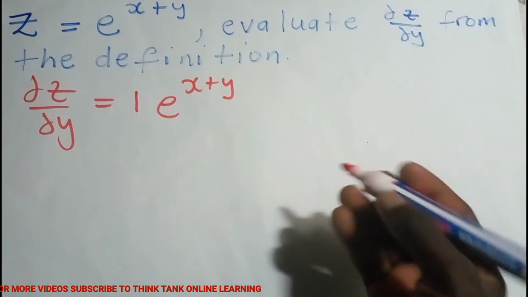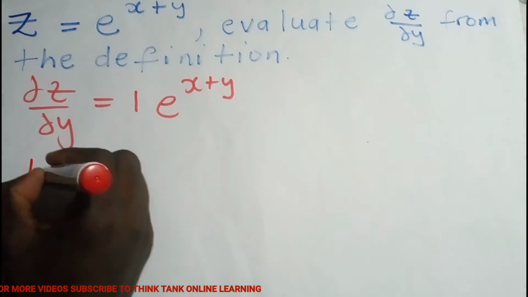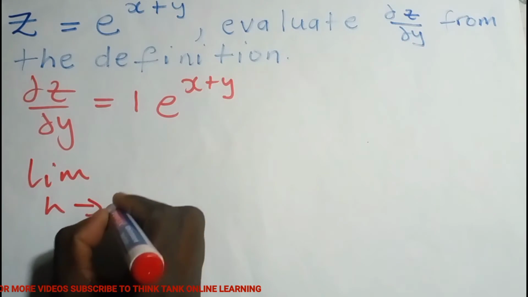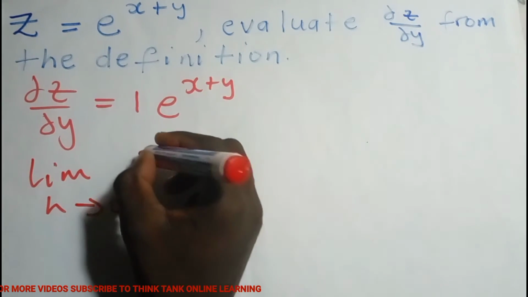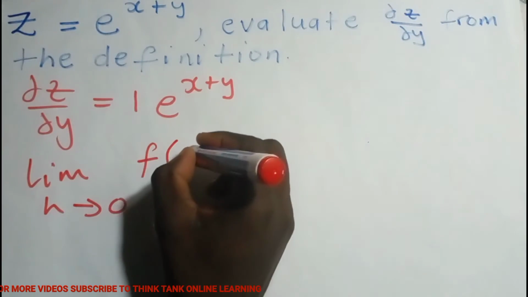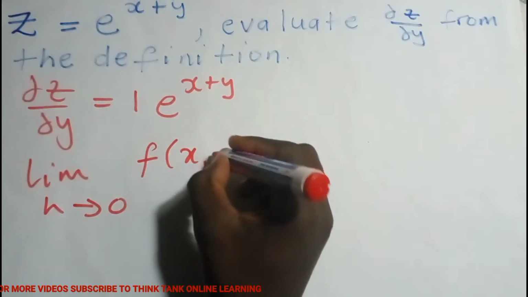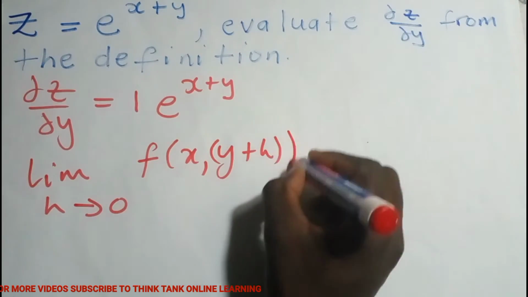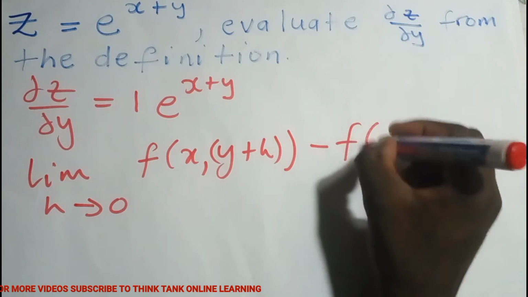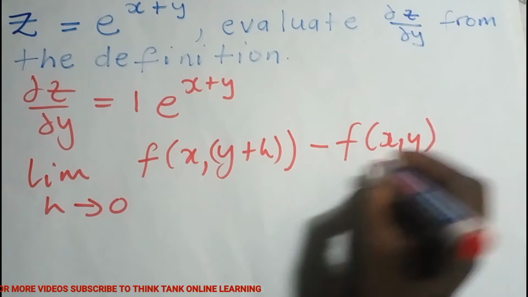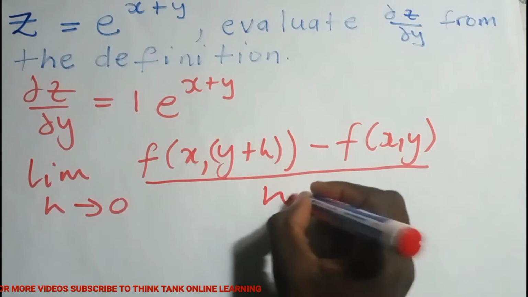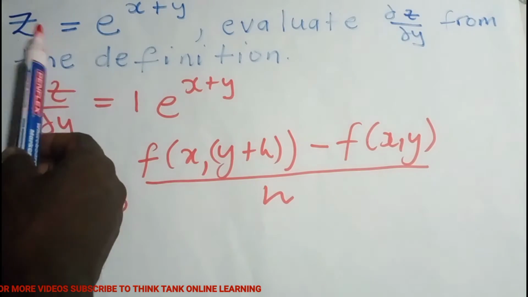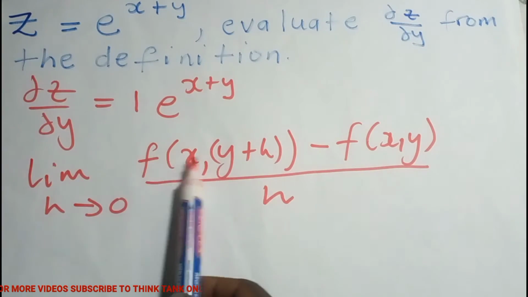So what we're going to do is say the limit as h approaches 0 of f of x, instead of y, I'm going to say y plus h, minus f of xy, divided by h. Okay, so f of xy is our function z. We could have just said z of xy.